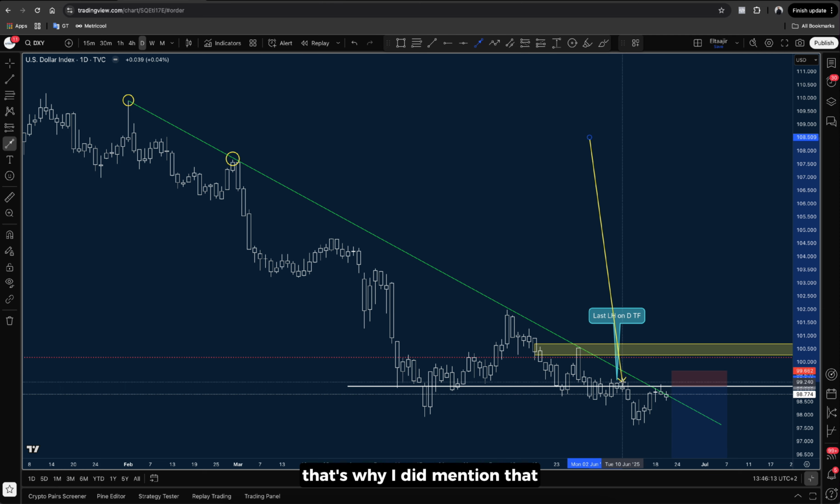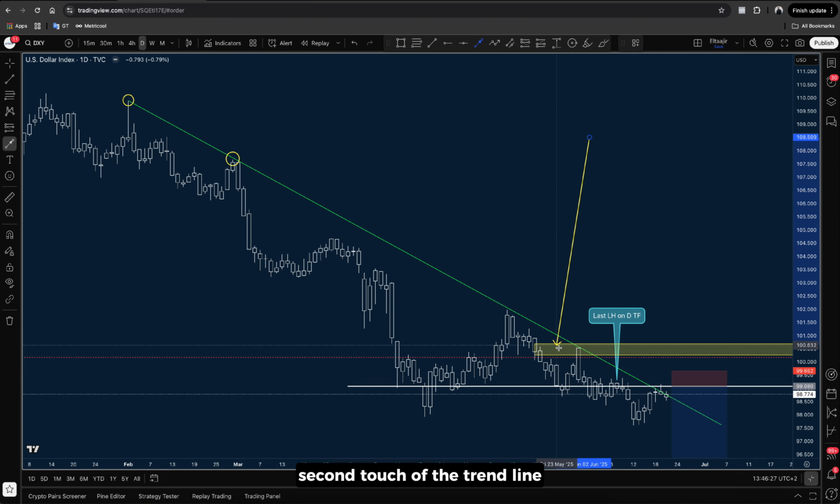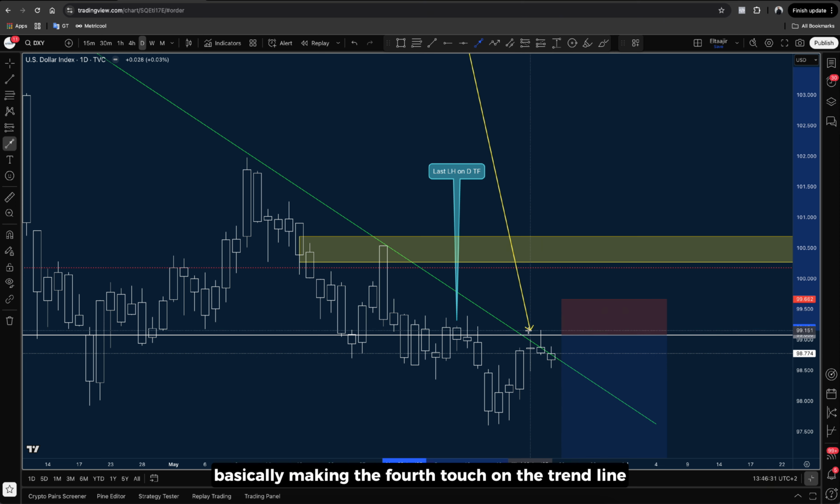That's why I did mention that here we have the last lower high on the daily time frame. As far as the price is below this area here, we are still in a downtrend. And as you can see, we had first touch of the trend line, second touch of the trend line, third touch, and right now price is coming to basically make the fourth touch on the trend line.